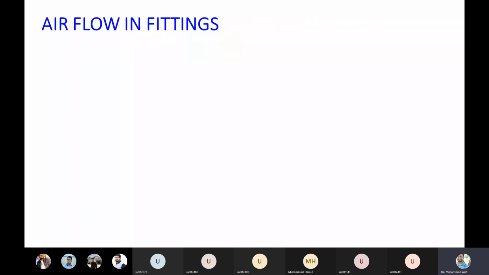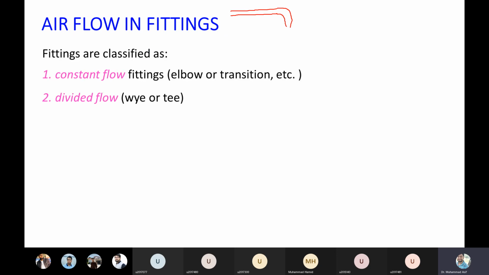When you connect one duct to another duct, different fittings are used. For example, the straight duct was going, and then maybe you need one elbow to change the direction of the flow, and then maybe some convergent. So there are different fittings used in the ducting system. Broadly speaking, there are two types of fitting for the ducting system. One we call the constant flow fitting.